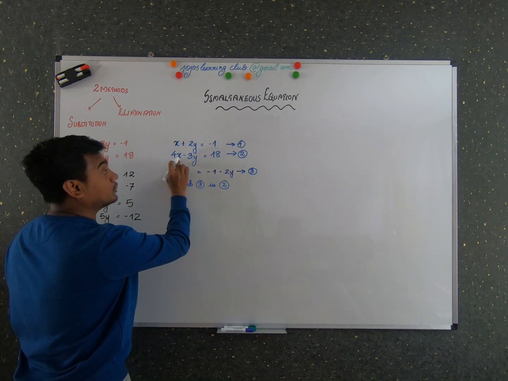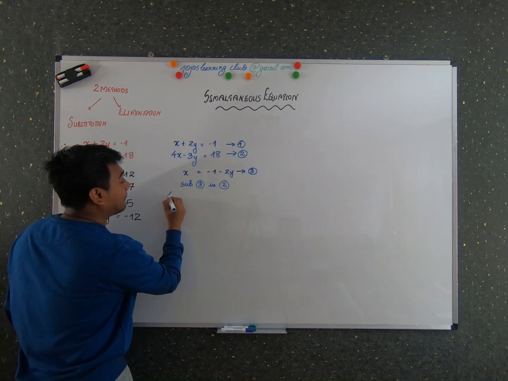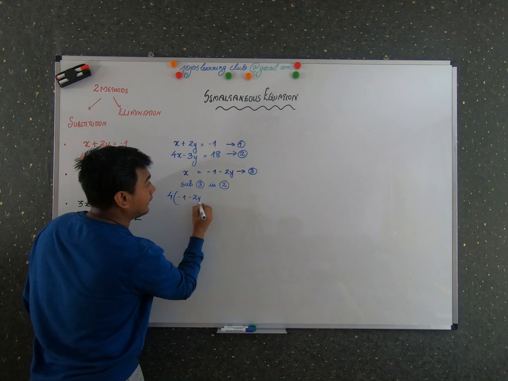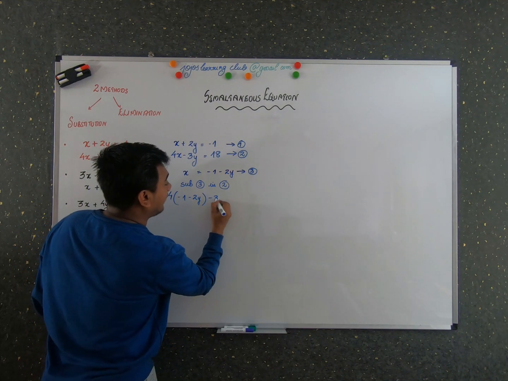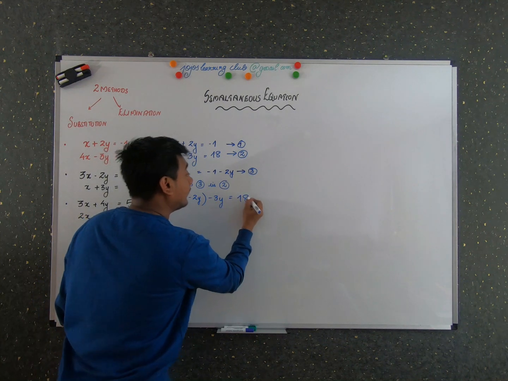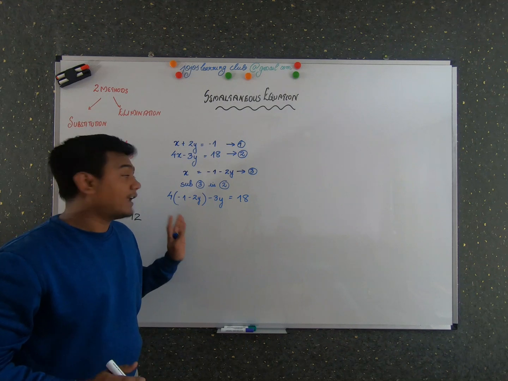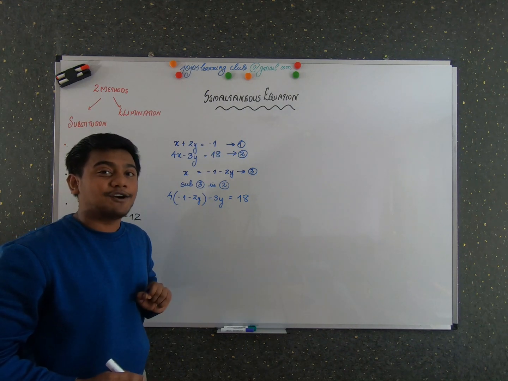Okay, I'm going to substitute the value of x over here. So what happens now? 4 into minus 1 minus 2y minus 3y is equal to 18. See, now in this equation, it is completely out of x, and from that you can find easily the value of y.